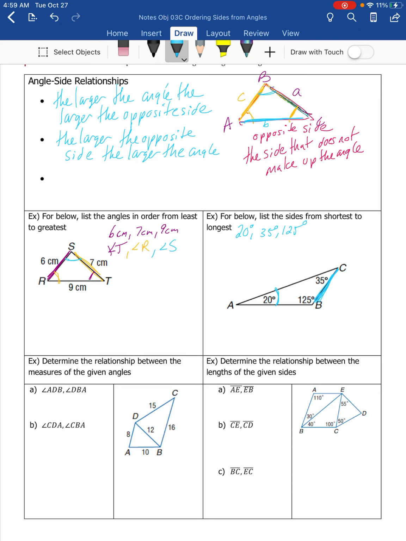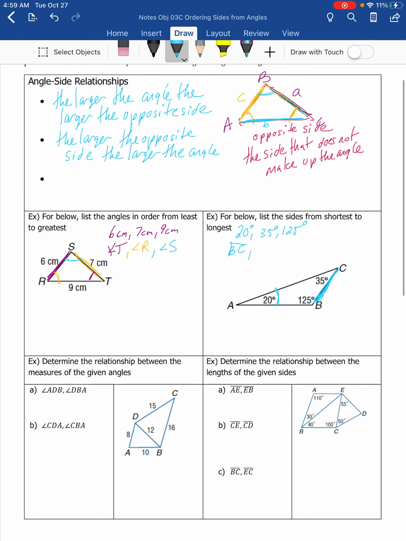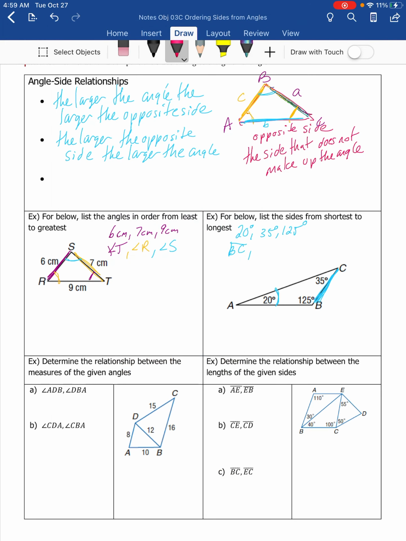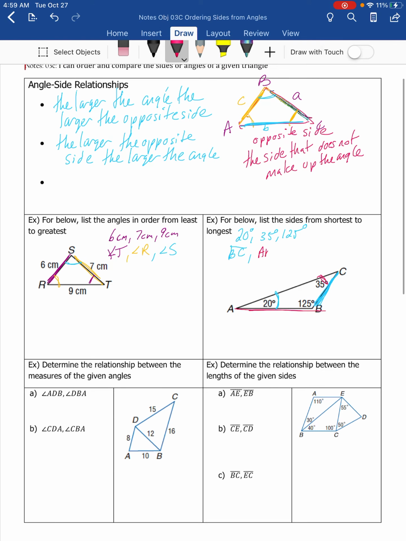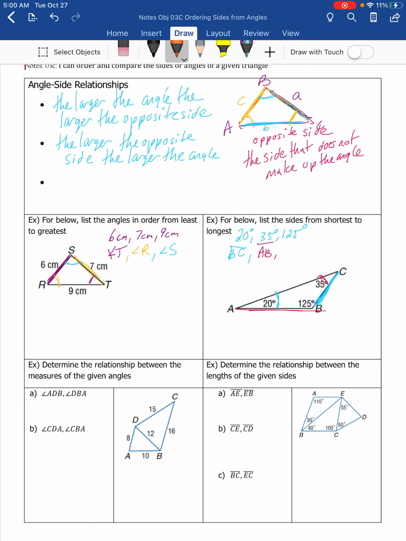Those would be my angles from lowest to highest. Now, since BC is opposite, BC is going to be my smallest side, opposite my smallest angle. The 35 here, well, the side opposite of that is AB. And lastly is this 125-degree angle, which is opposite AC.